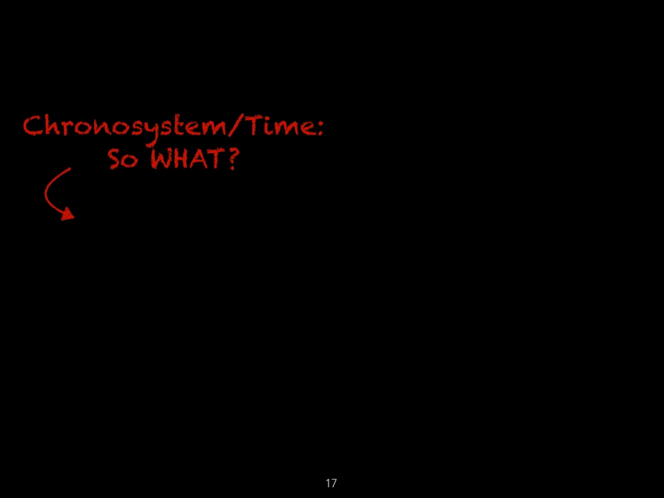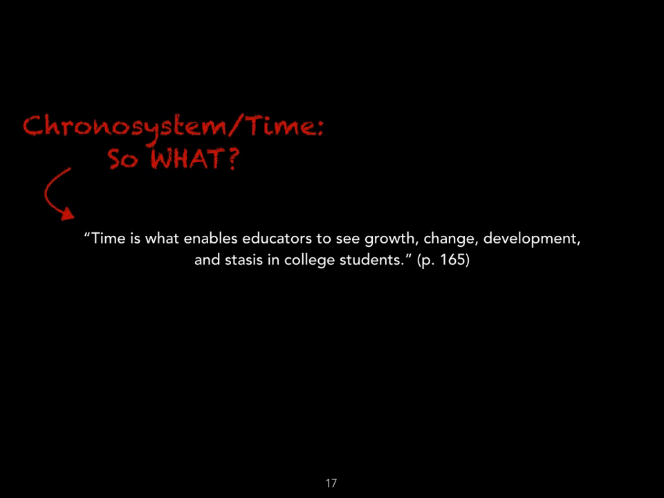So what? Again, I liked this quote. I thought it helped sum up that final macrotime idea for me. That was a little hard for me to grapple with. And the quote is, "Time is what enables educators to see growth, change, development, and stasis in college students." So over time, that's the only way we're really going to be able to see development playing out. If we don't have time, all of these are just isolated events, and we don't have anything to base any growth off of.